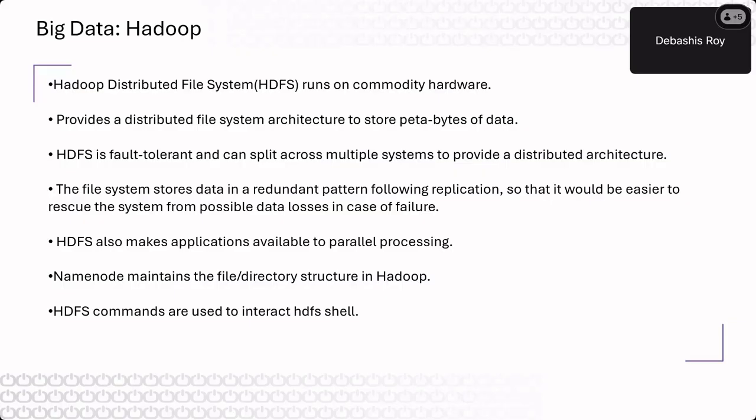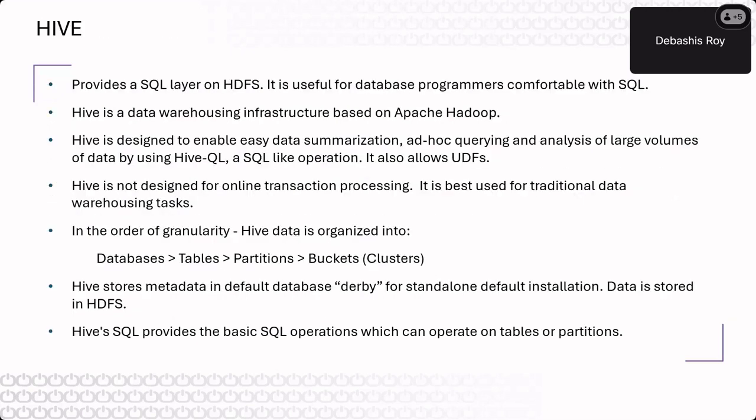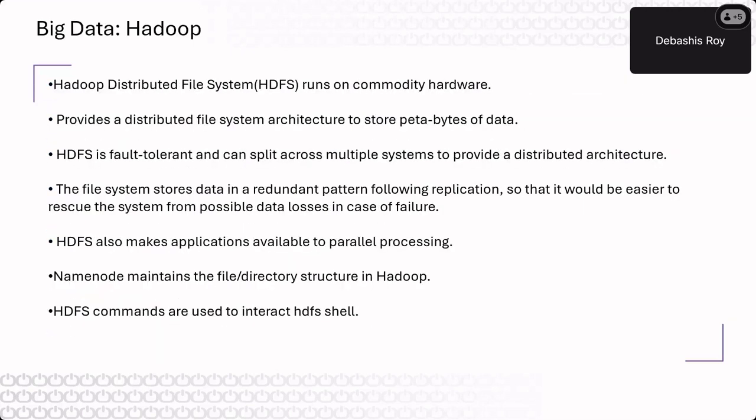And there are two components: one is called the name node and the other the data node. As I was specifying, the name node maintains the file and directory structure in Hadoop, and HDFS commands are used to interact with the HDFS itself. HDFS shell commands are directly used to interact.